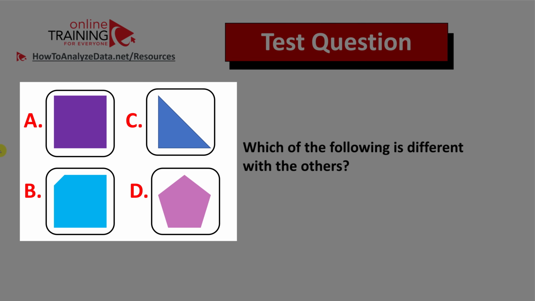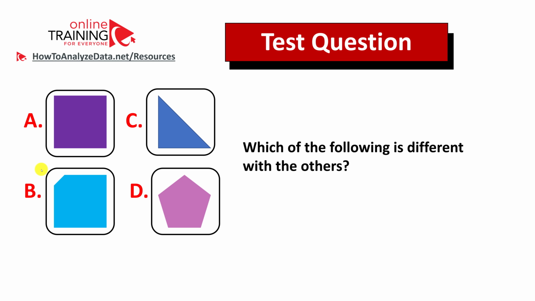Choice A, square. Choice B, different square. Choice C, triangle. And choice D, pentagon. So which of the following is different from the others? Give yourself 10 to 15 seconds to see if you can solve this challenge on your own.